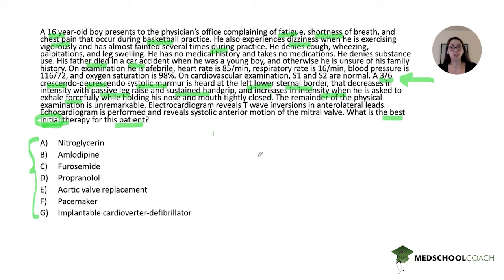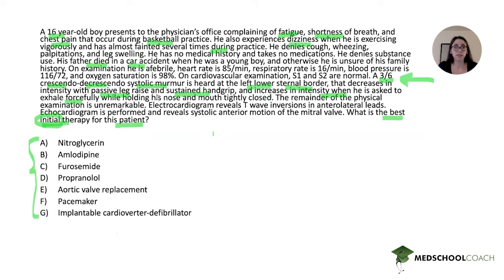But you also need to know the description of it because they won't specifically tell you that he is doing a Valsalva maneuver. They might say something like this, where he's exhaling forcefully while holding his nose, mouth tightly closed. So this description of the murmur is really going to be where the money is in terms of identifying what the underlying diagnosis is. So let's take a look at this murmur.